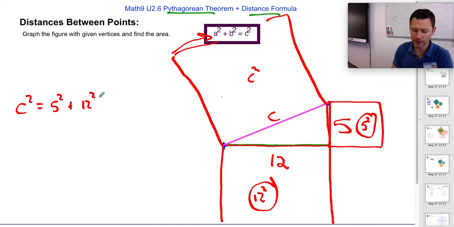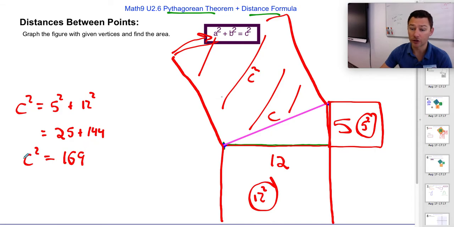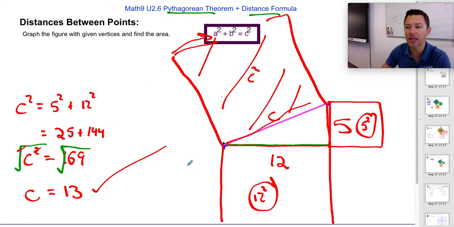Grab your fancy calculator if you need, and crunch this side. This is 25 and 144, and that sounds like 169, and so that's c squared, right? It's still the size of this area. So I don't want c squared, I just want c. So we've got to take the square root of both sides. Bam, bam, and the root and the square cancel, and you're left with c is root 169, which is 13, just like we measured when we turned the grid sideways. So that length is 13. Ka-ching, we got it.